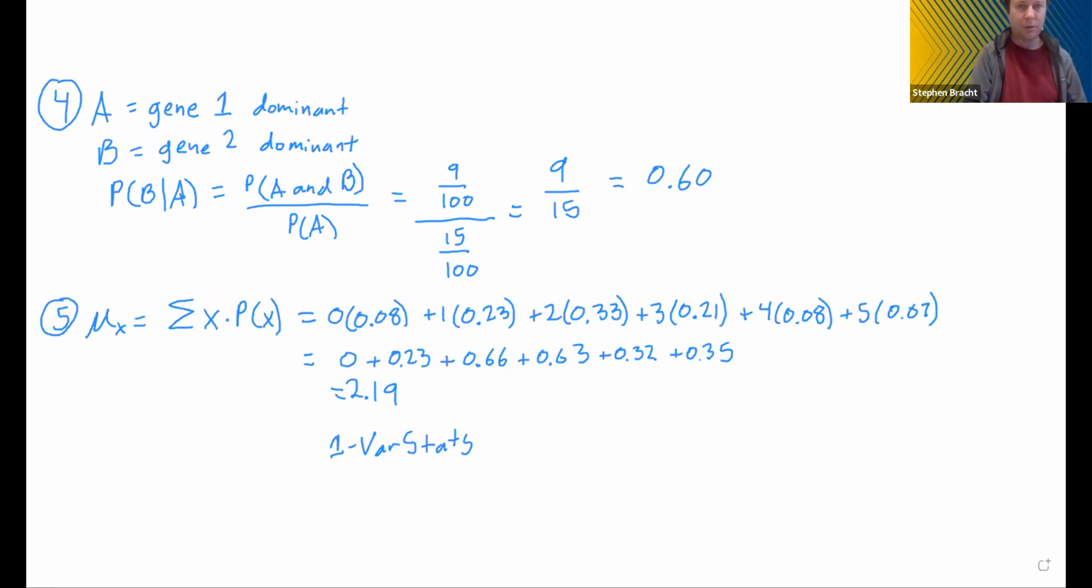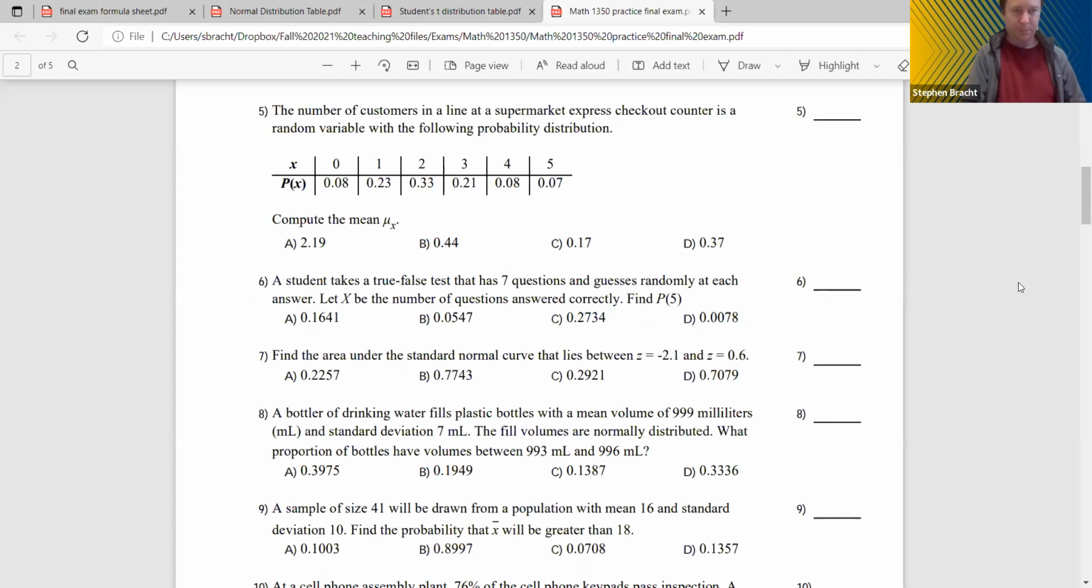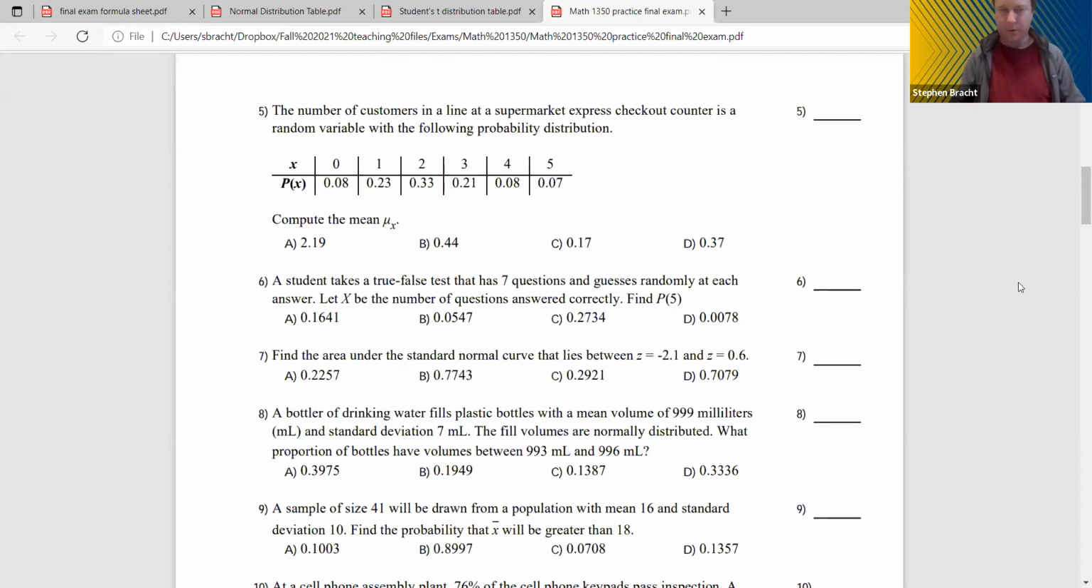All right. Number 6. A student takes a true-false test that has 7 questions and guesses randomly at each answer. Let X be the number of questions answered correctly. Find the probability that 5 correct answers.